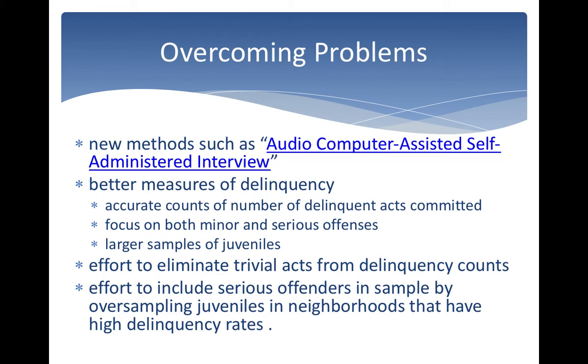So some ways we can overcome this. Well, now they use a lot of computer-assisted surveys as opposed to like paper surveys. We are getting better at how we measure delinquency, so we can sample more juveniles. We can focus on minor and serious offenses. There's been more of an effort to get those trivial acts out of there, and to oversample juveniles in neighborhoods with high delinquency rates, so that you could try to catch some of those high-rate offenders.